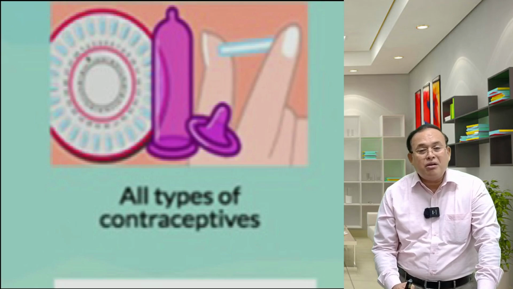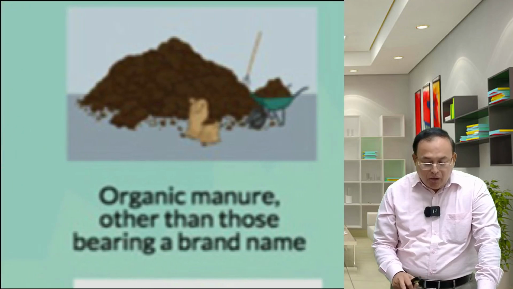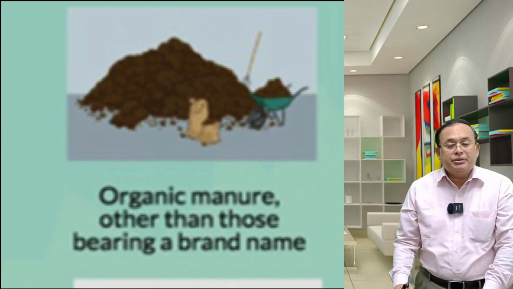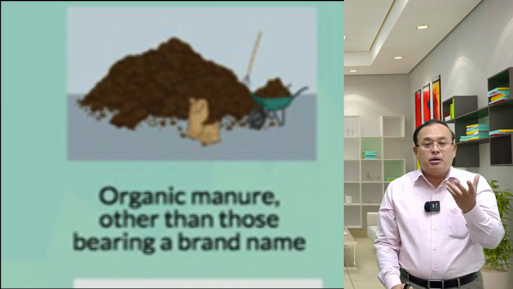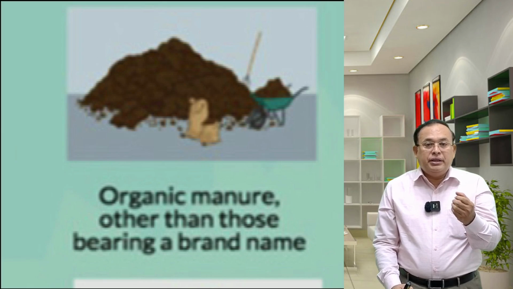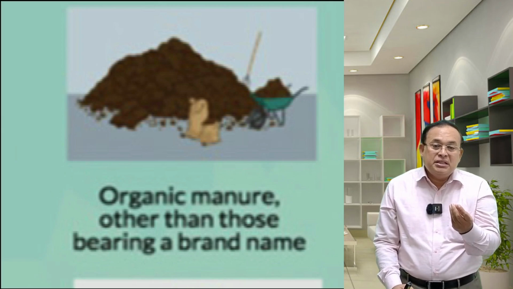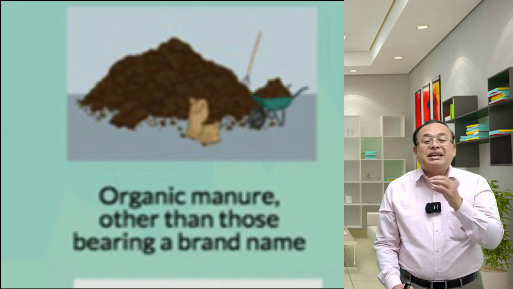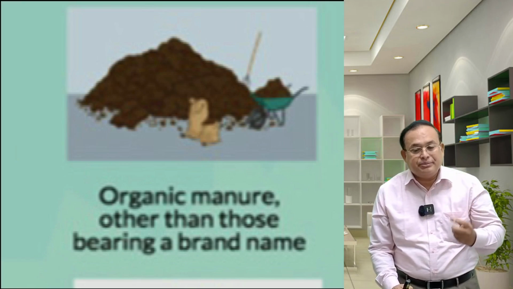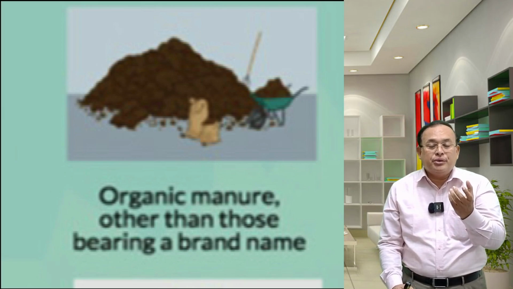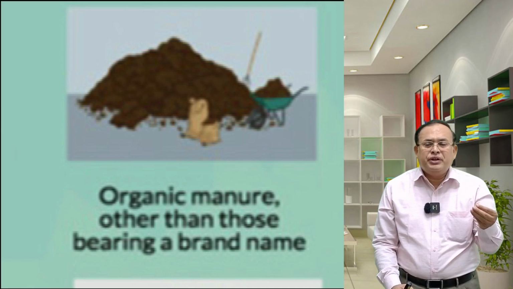All types of contraceptives, free from GST. Organic manure, meaning thereby even we call vermicompost or the fertilizer which is not with a chemical. It should be natural fertilizer, organic manure for strengthening of plants, free from GST.